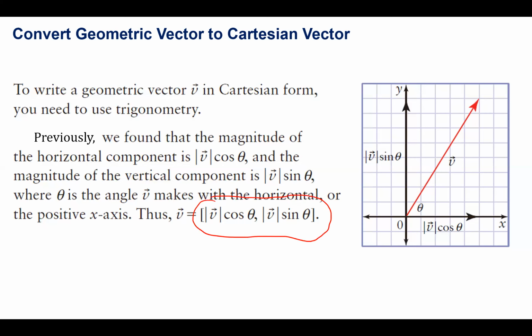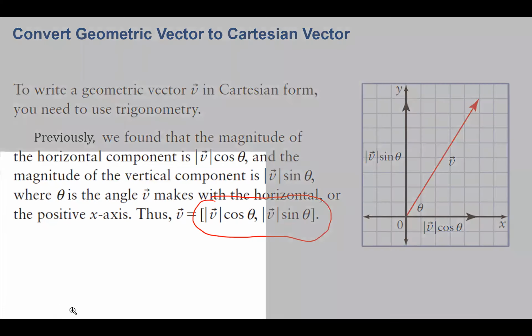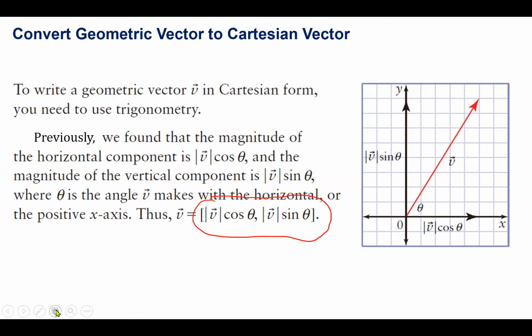Understand? Okay, I'll give you some time to have a look at this concept. And after that, we'll do some practice.